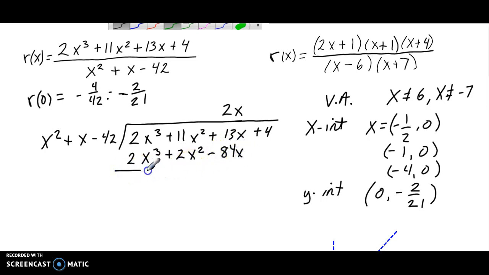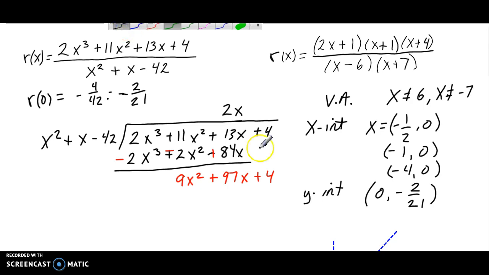Not crazy about these big numbers, but oh well, what can you do? Now I'm going to change the signs here and add. So I get 2x cubes cancel out. I get 11x squared minus 2x squared, which is 9x squared. Oops, I'm still on red pen. That's okay. And I get something like plus 97x plus 4. And then I think we'll put back black here.